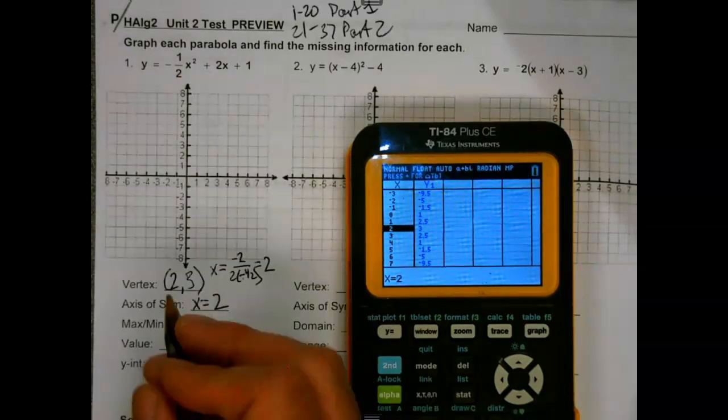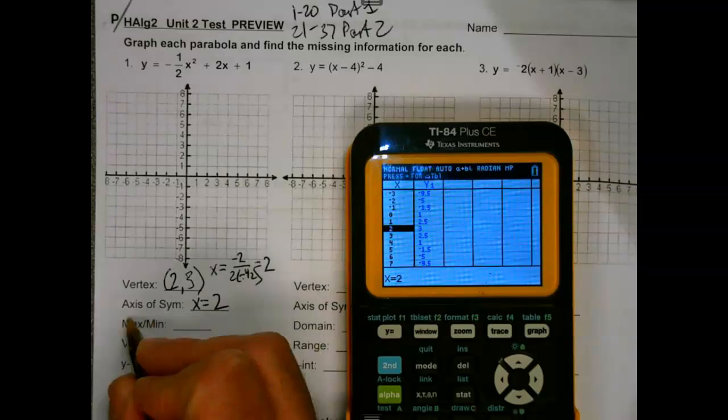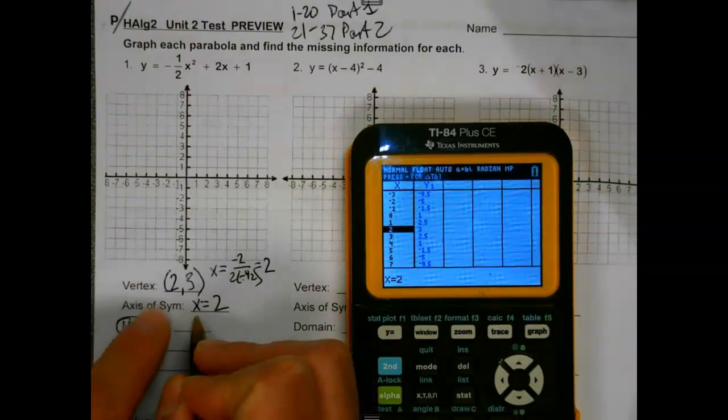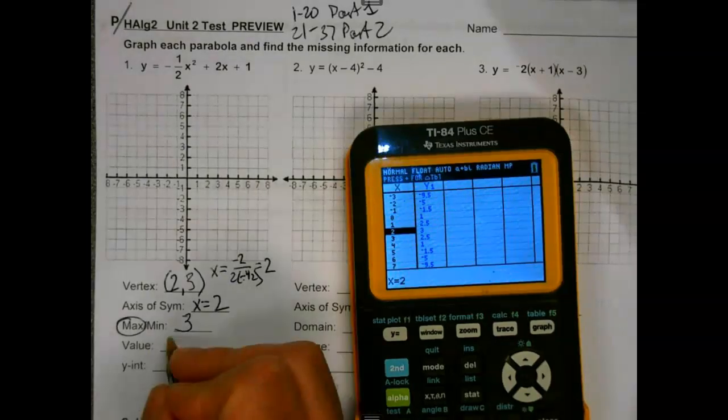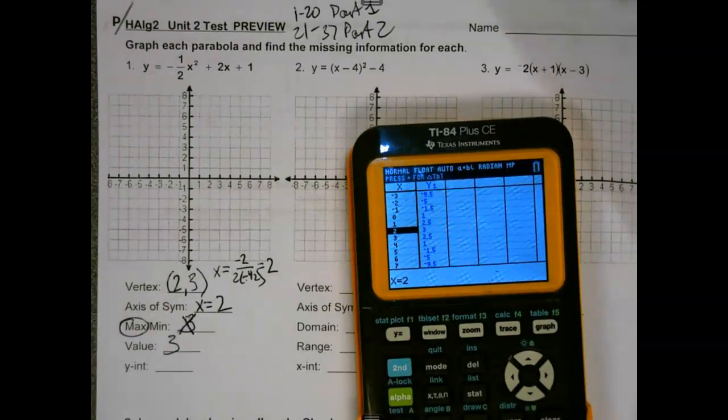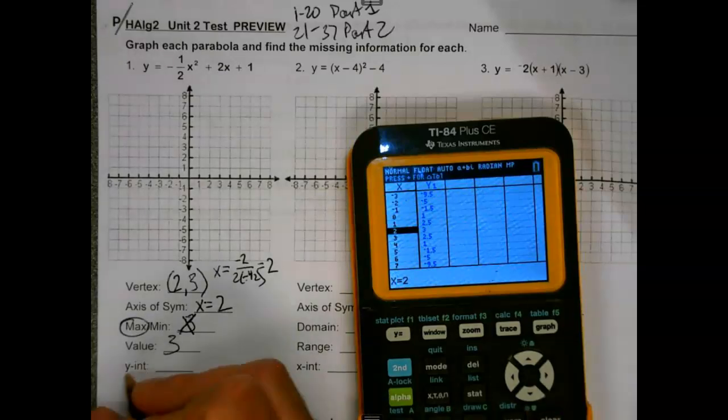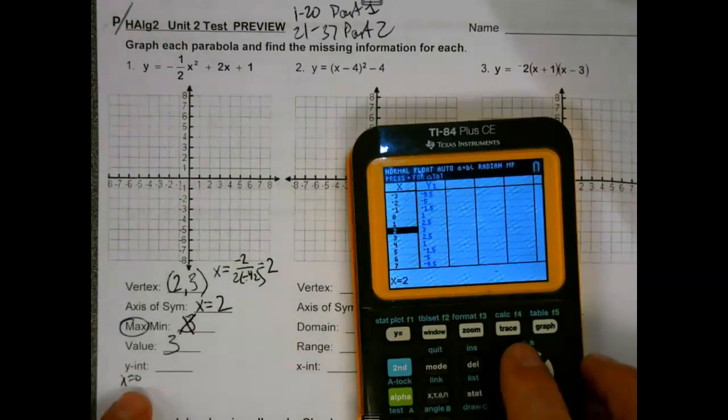It's negative, so I know it's opening down. So it has a max. And the max value will always be the y value of my vertex. Oh, I guess I could have put the 3 here. Fine. Okay. Y-intercept. Little things, people. That's when x equals 0.